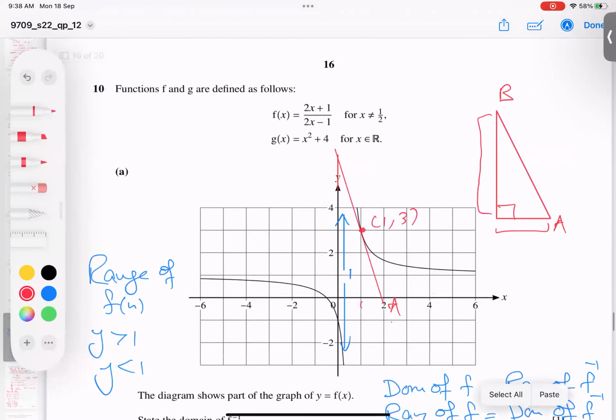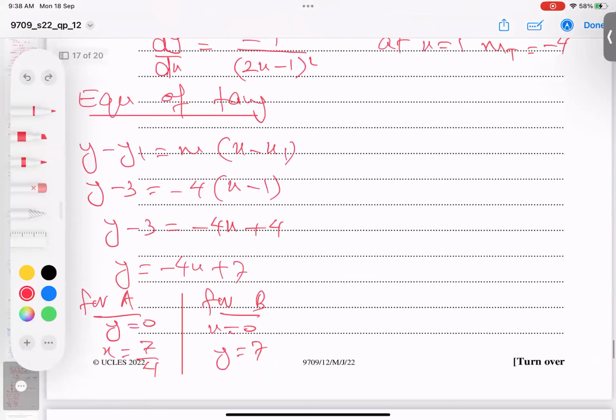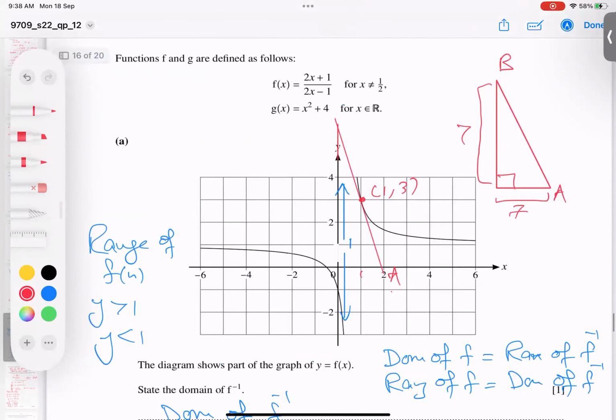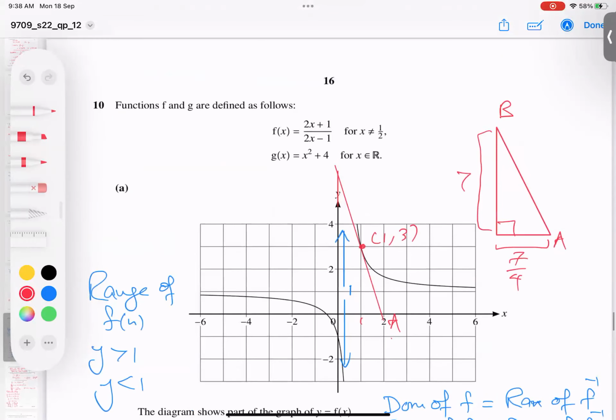So this is the 7 gap, this is the height of 7. And this gap, as I found before, is 7 by 4. So this kind of triangle shape, I got it. So I picked from here, cut from here, and pasted here.